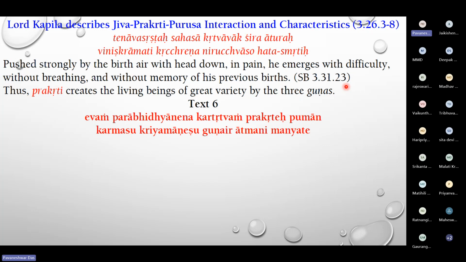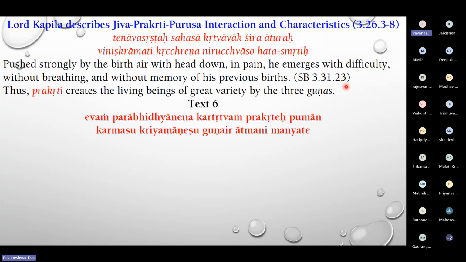Same way, even though we may remember that we are Atma while we are in the body of Karanodakshayi Vishnu, when we enter into a particular universe, when we get a material body, we forget who we really are. Our true identity is completely covered. This is what happens. Thus, Prakruti creates living beings of great variety by the three gunas. By giving us a variety of bodies, Prakruti makes us think that there is a variety of living entities. This is how the Jiva becomes bewildered when he comes into the material world.